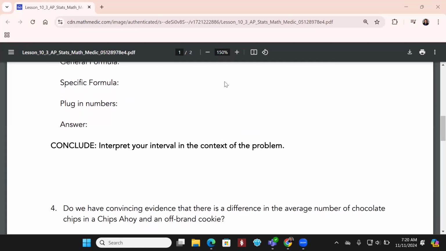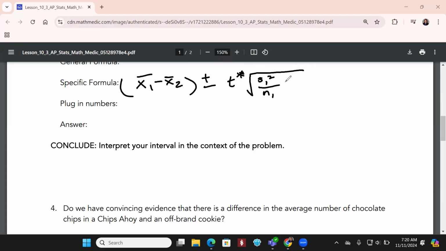For the specific formula, we've got x1 bar minus x2 bar, in parentheses, plus or minus the critical t value times the square root of s1 squared divided by n1 plus s2 squared divided by n2. It's the same thing as last time. The only difference is we're finding the difference between the means, not just a point estimate.